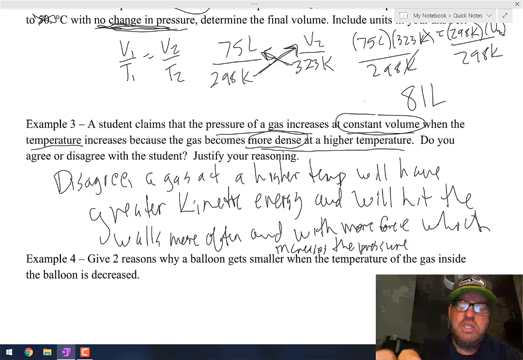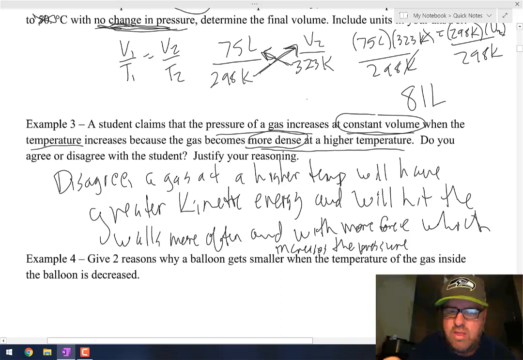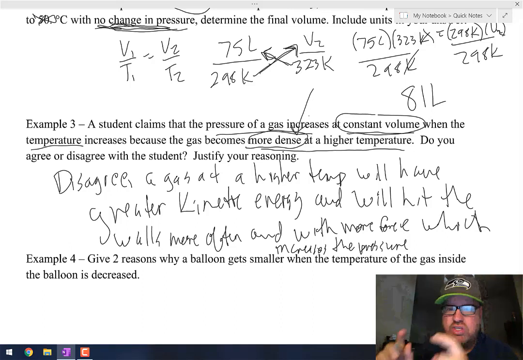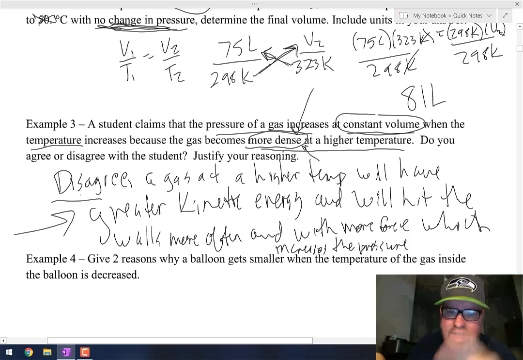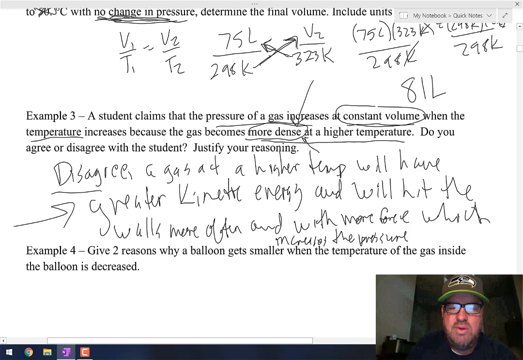Okay? So I'm sure there are multiple ways you could have answered. You could have talked about how since the volume doesn't change and you haven't changed any amount of the gas, the mass isn't going to change, so therefore the density isn't going to change. So if you said disagree and then talked about that, I'm sure you would get the point. But what they want you to do is tell them why. Okay, if it isn't because of the density, then tell me why.